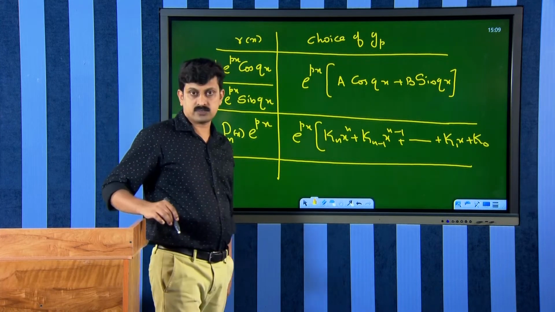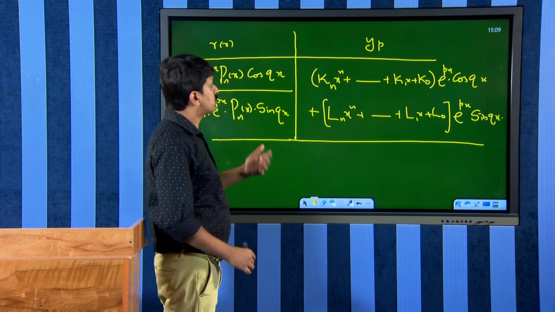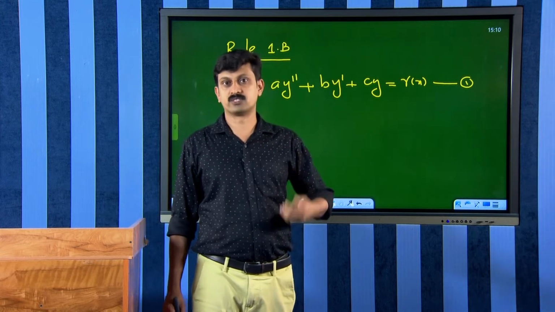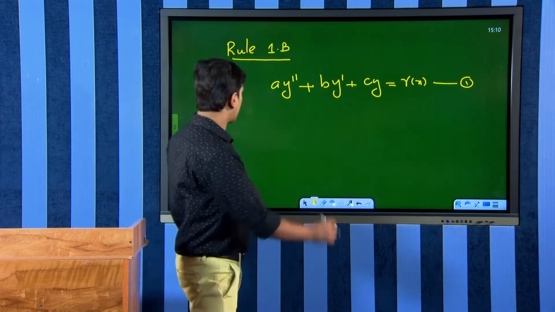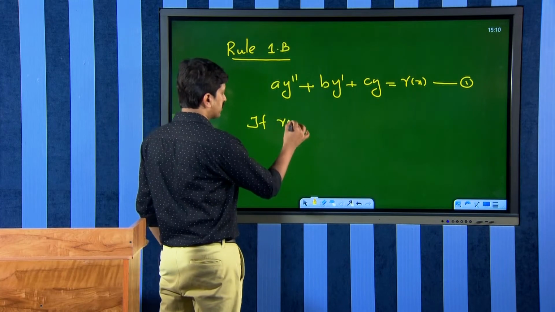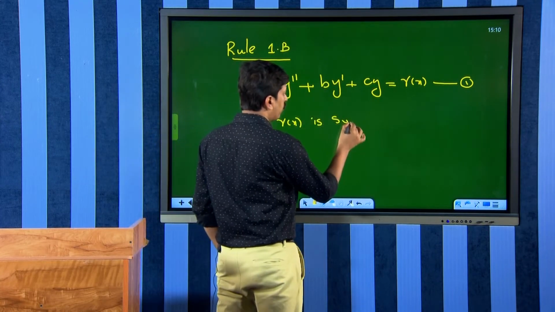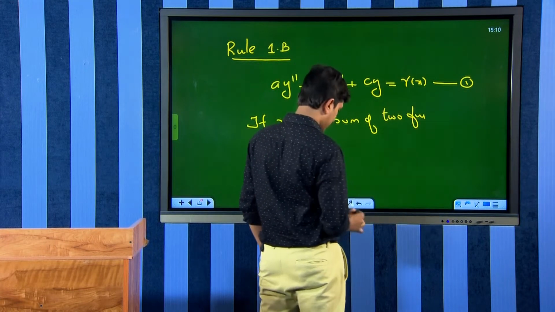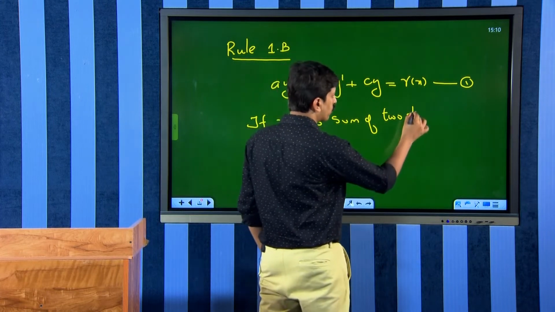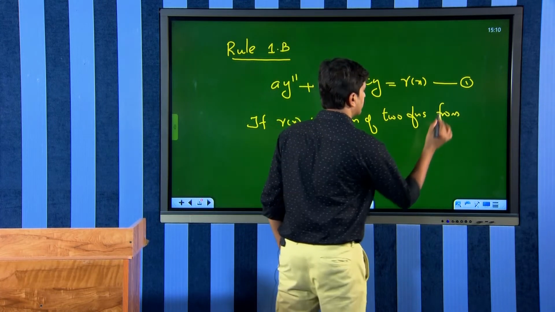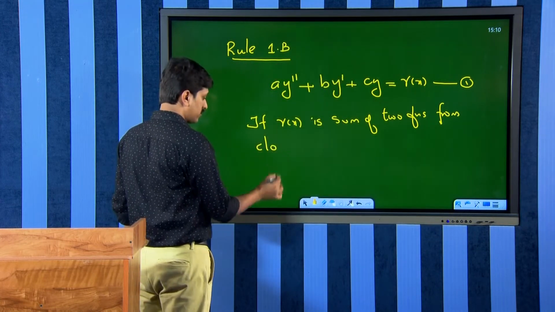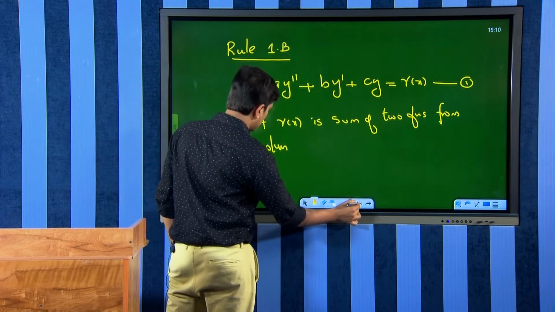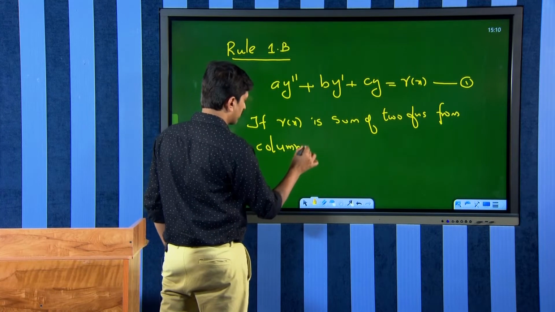Suppose from any of these choices, this r of x may be a sum of the other choices. So, if r of x is a sum of 2 functions from column 1, what about the column 1?